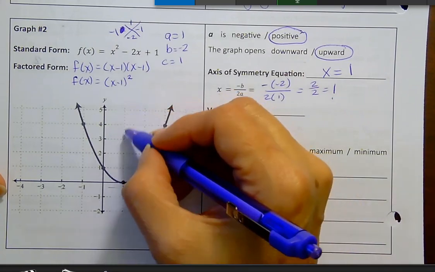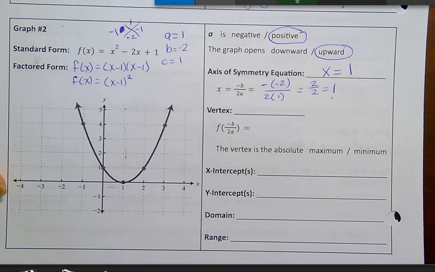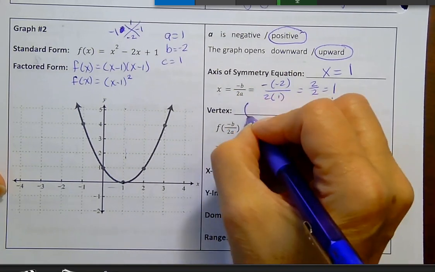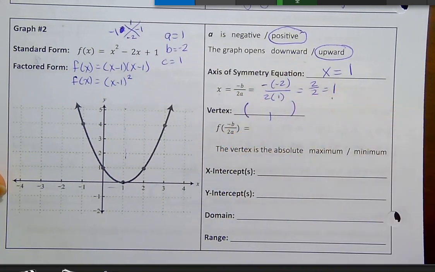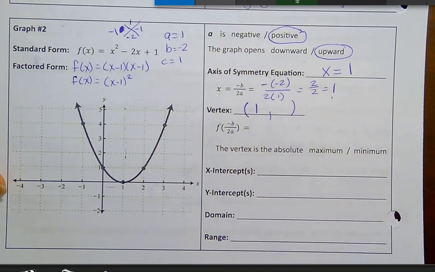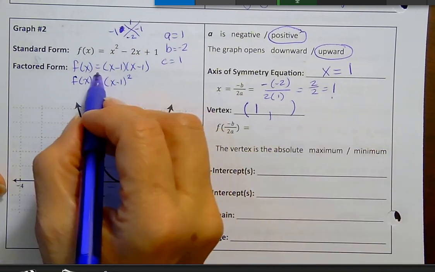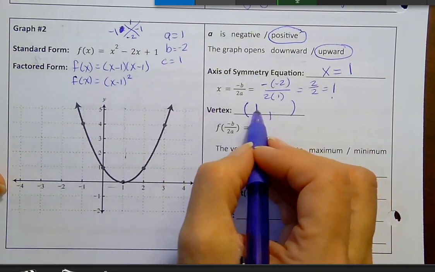And you can see that looks like it's going to go right through the vertex. That is my vertical line of symmetry, yeah? Okay, so my vertex, remember it's always going to be x comma y, because it's a point. And so I know the x part of my vertex is 1. How can I find the y part? Well, I can either look on my graph, or I can plug in x equals 1.